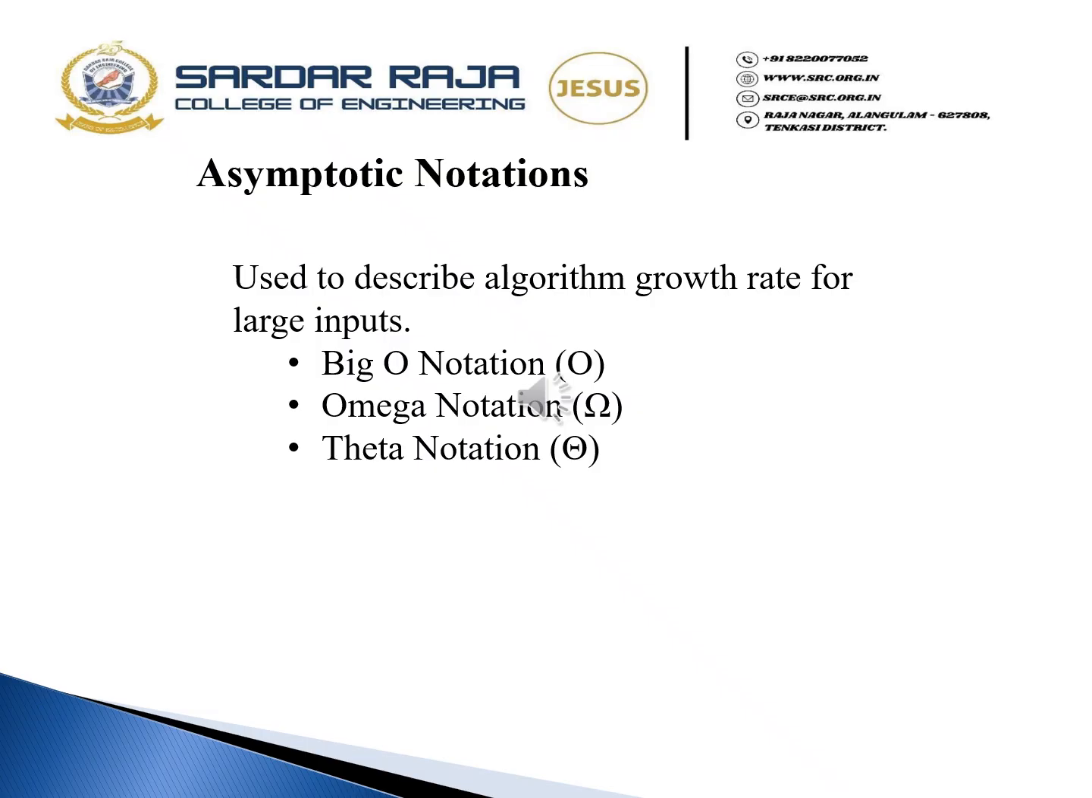Then the second one is omega notation. The purpose of omega notation is to describe the lower bound of an algorithm's growth rate. That means the algorithm will take at least this much time or space for large input. Then the third one is theta notation. It describes the tight bound of an algorithm's growth rate. Its meaning: the algorithm's growth rate is asymptotically the same as this function. Use case: average case or precise growth estimation.